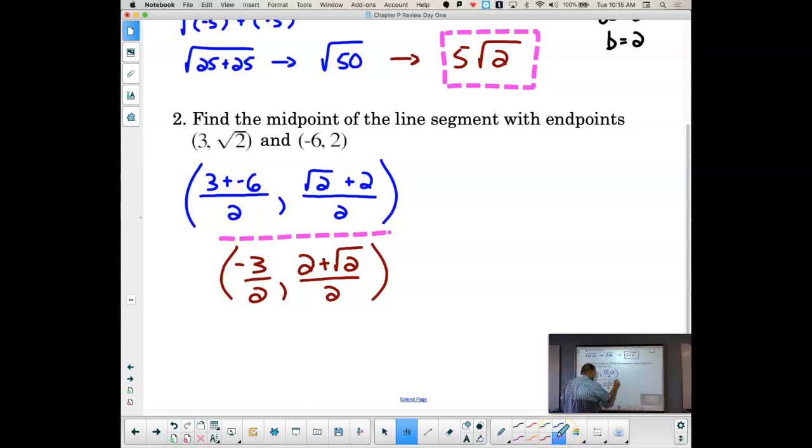Oops, excuse me. 2 plus the square root of 2 divided by 2. I misspoke on that one. Okay.